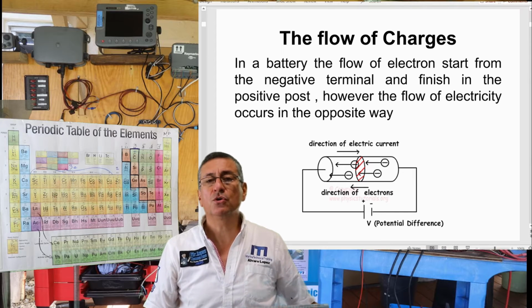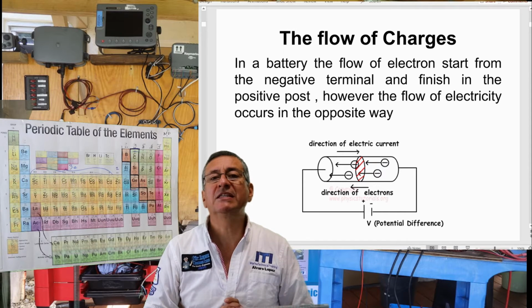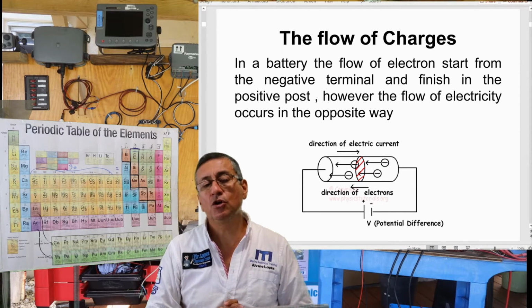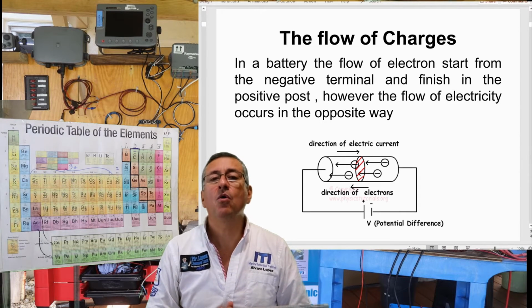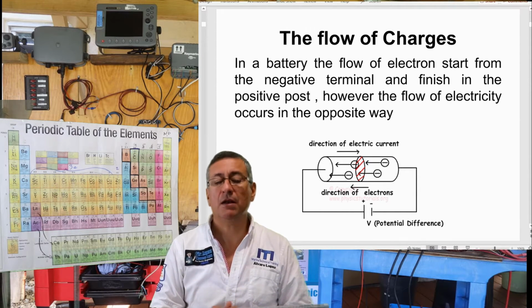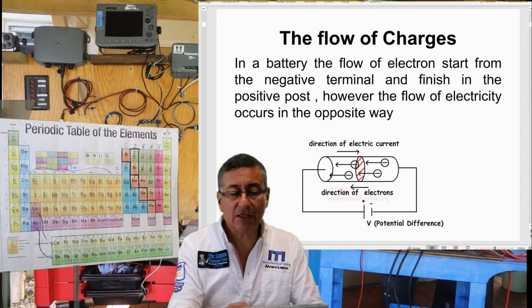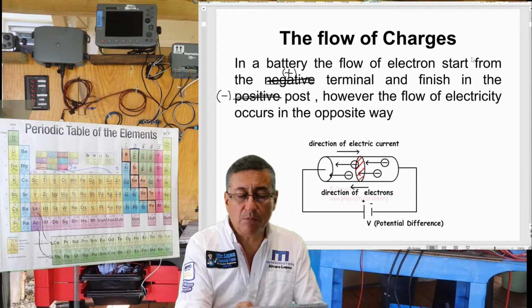However, the electricity occurs in the opposite way. My friends, I apologize, I made a mistake. I want you to correct this sentence in your book because it's opposite. The electrons flow from the positive terminal and enter into the negative terminal. This is wrong. The electrons flow from the positive terminal, here is positive, and finish in the negative terminal. Sorry, I want you to make the correction. This is wrong in the book.